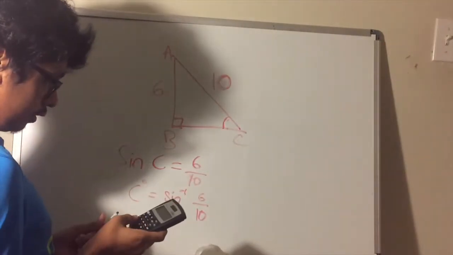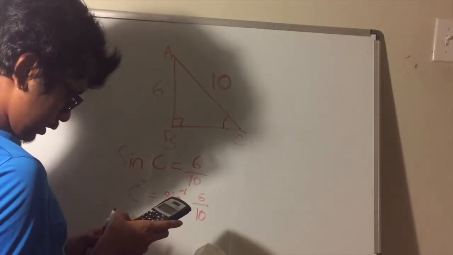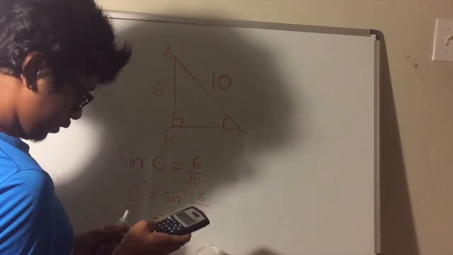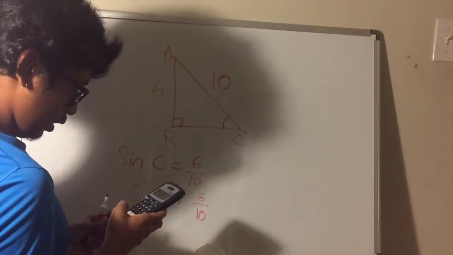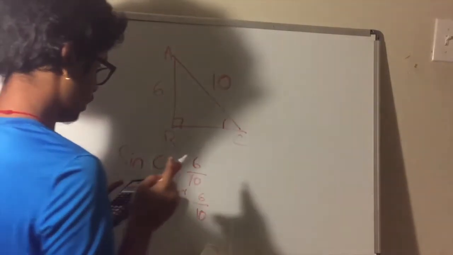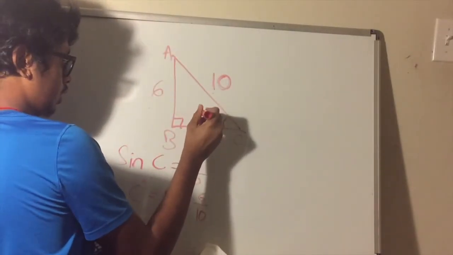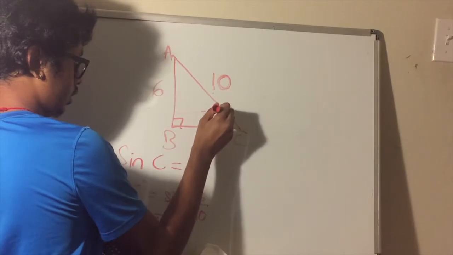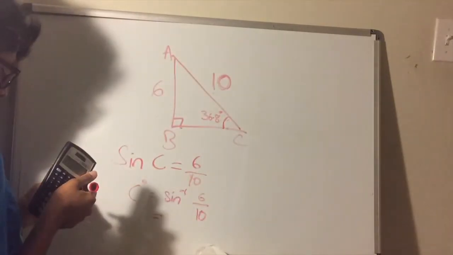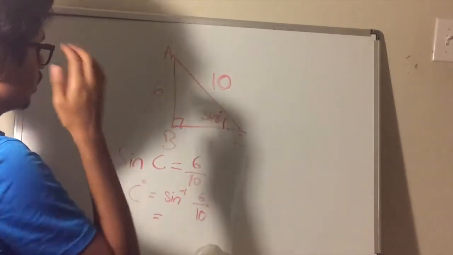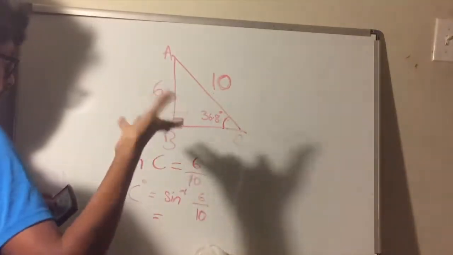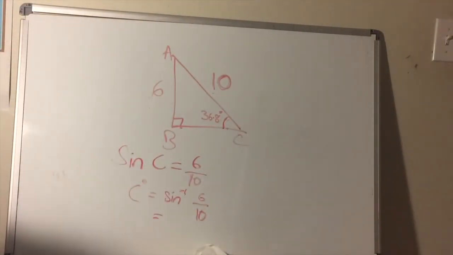Now let me do sine inverse of 6 over 10, and that gave me 36.8 degrees. Not a perfect example, I should say, but you solve it in this procedure.